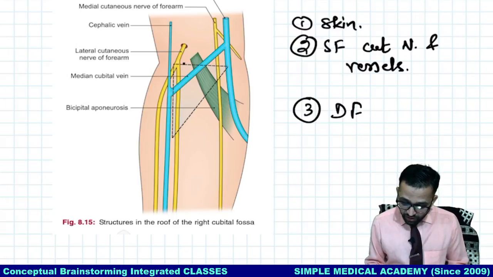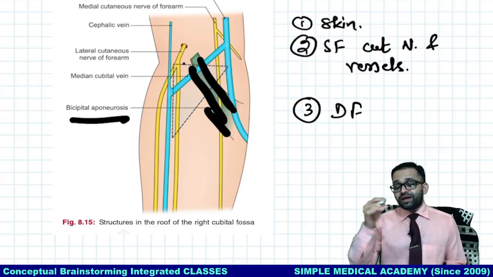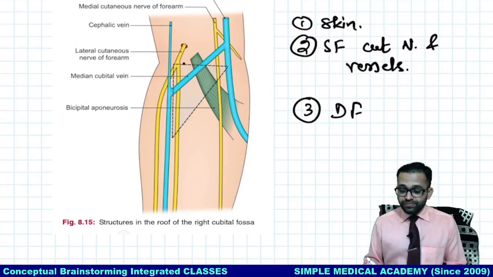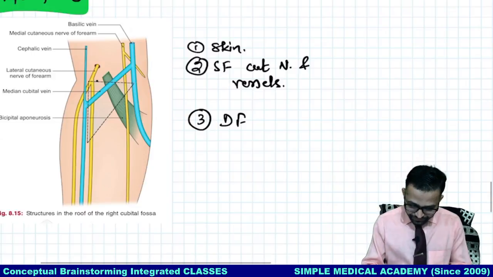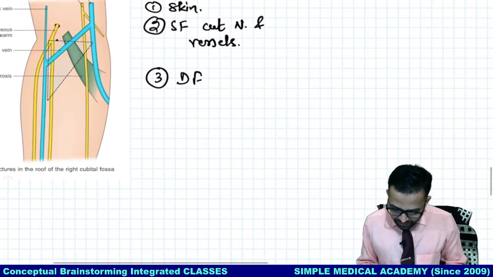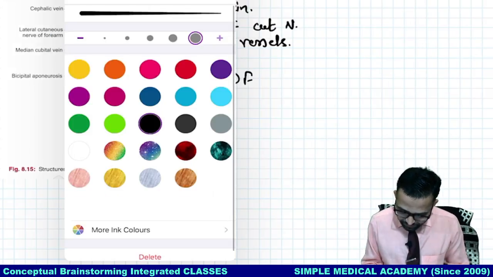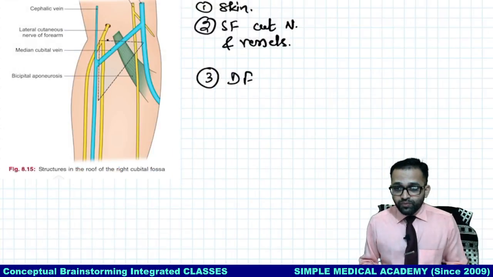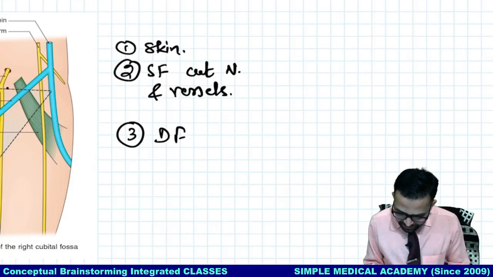Okay. And also in the roof you can see our bicipital aponeurosis. This is our bicipital aponeurosis, which is separating the antecubital vein from our brachial artery. Okay. So different structures are located in the superficial fascia. Getting the point? Okay. So what you can remember, this superficial fascia is having the cutaneous nerve.